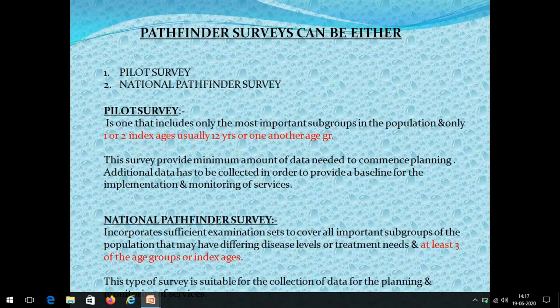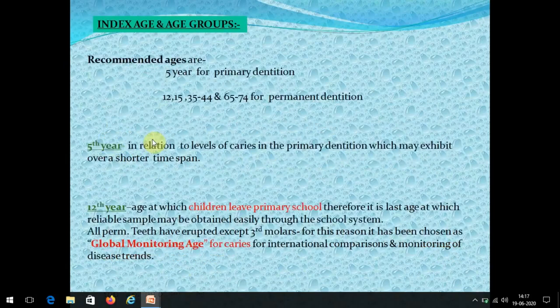The aim is to represent a very larger picture, not like a pilot survey which gives a very minute or very small fraction of the data. So in a National Pathfinder survey, a minimum of 3 age groups should be there. Here, only 1 or 2 age groups. Okay, so let's see what are the age groups, the index age groups I was talking about.